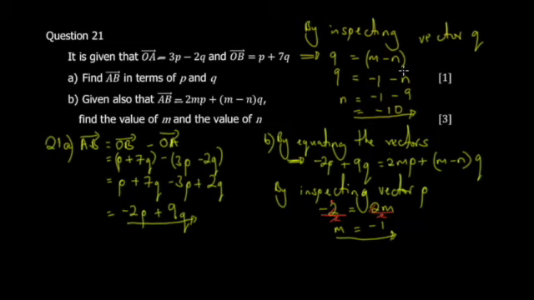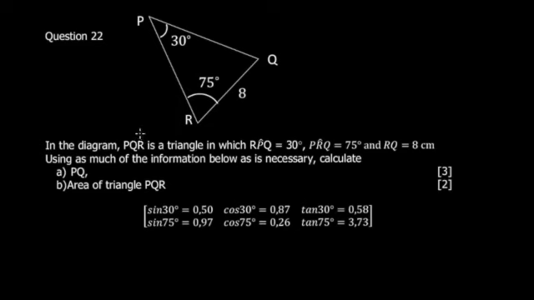Let's move to the next question. So the next question says, in the diagram PQR, this is a triangle, for which PRQ is equal to 75. This one is equal to 30, so that's RPQ. You're given this, take note of the units. The units are in centimeters, and you're asked to find PQ.